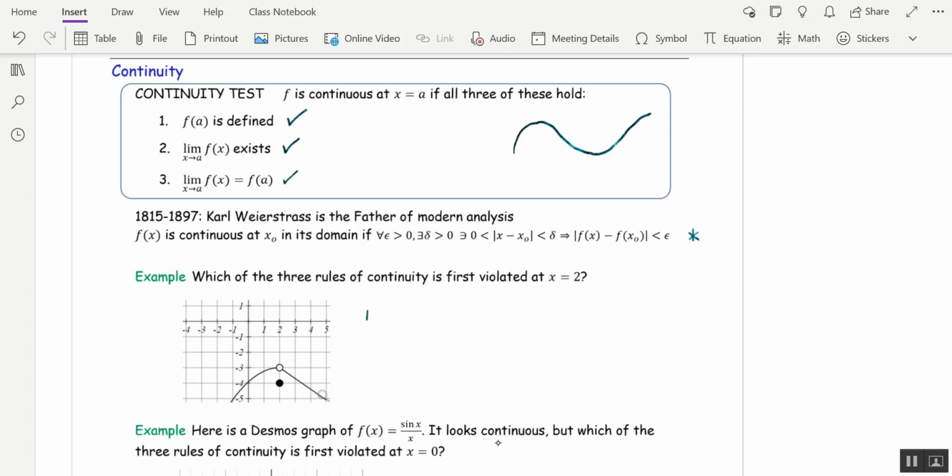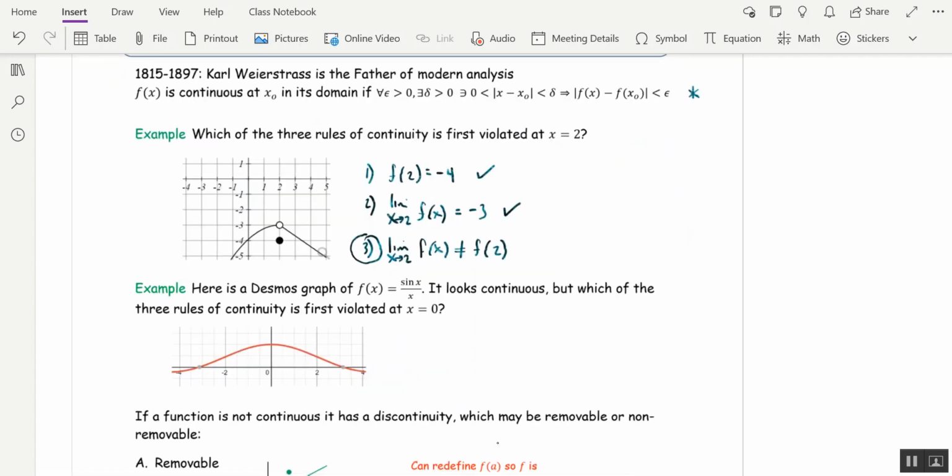All right, so statement 1, we need f of 2 to be defined. So f of 2 is -4. That exists, no problem there. 2, we need the limit as x goes to 2 of f to exist. Well, that limit is -3 from the picture, so that's fine. It's statement 3 where we have a problem. The limit as x goes to 2 of f is not equal to f of 2 because one value is -4, the other's 3. So here's where we have our problem.